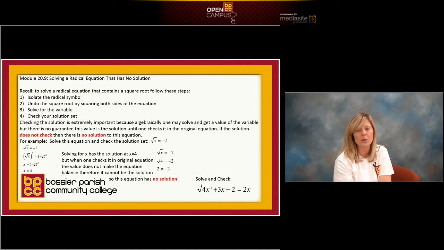And this is what we do. When we do not have an answer that's going to make the equation balance, then we say there's no solution. There is no number you could square root on the left that's going to equal -2. I don't care how hard you try. There is no solution to this equation.